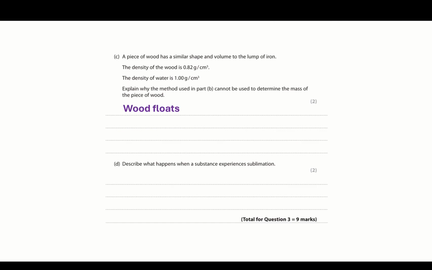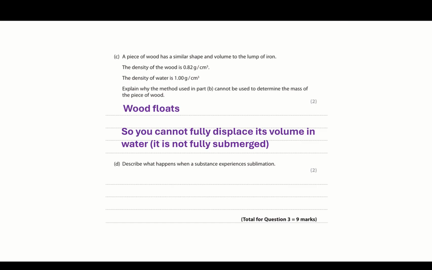So wood floats, 1 mark. So you cannot fully displace its volume in water. Or ideas that it's going to be tricky to fully submerge it in the water.